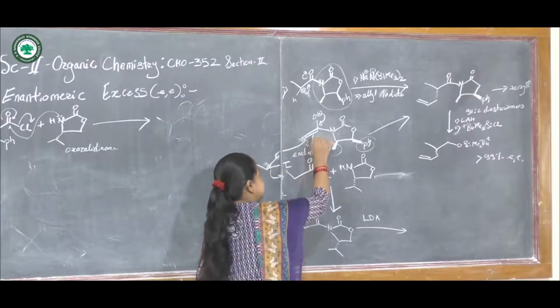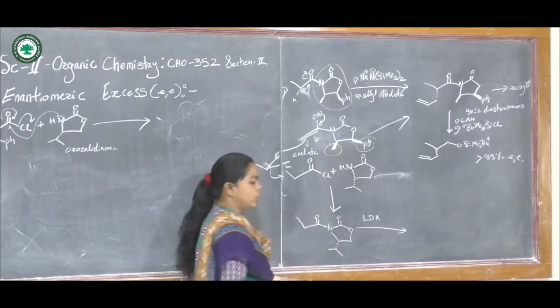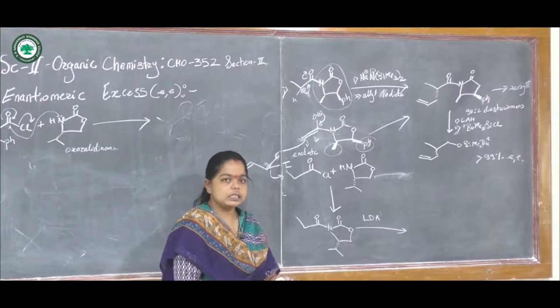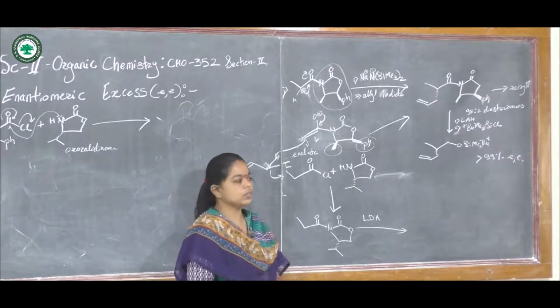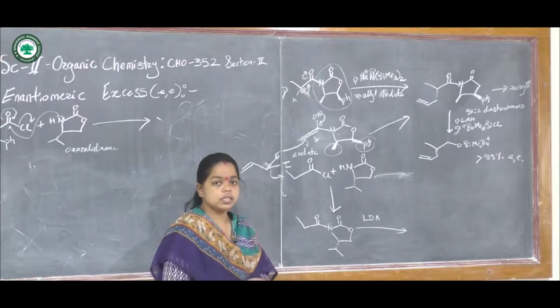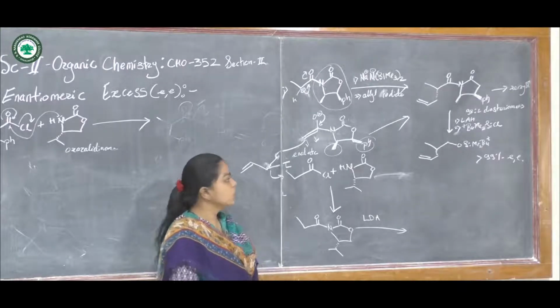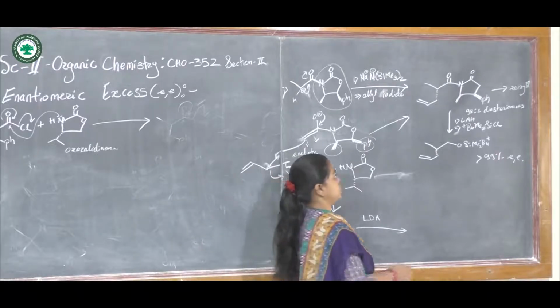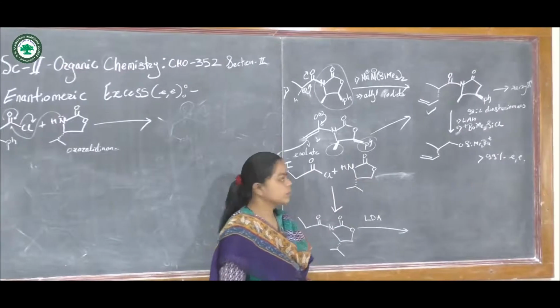So the attack takes place from this below side, because the above side, or front side, is sterically hindered due to the presence of the groups on the chiral auxiliary. So we are getting only a single enantiomer. This is the reason why we are getting the enantiomerically pure compound; only a single enantiomer is obtained. So this is the product obtained in the alkylation reaction.